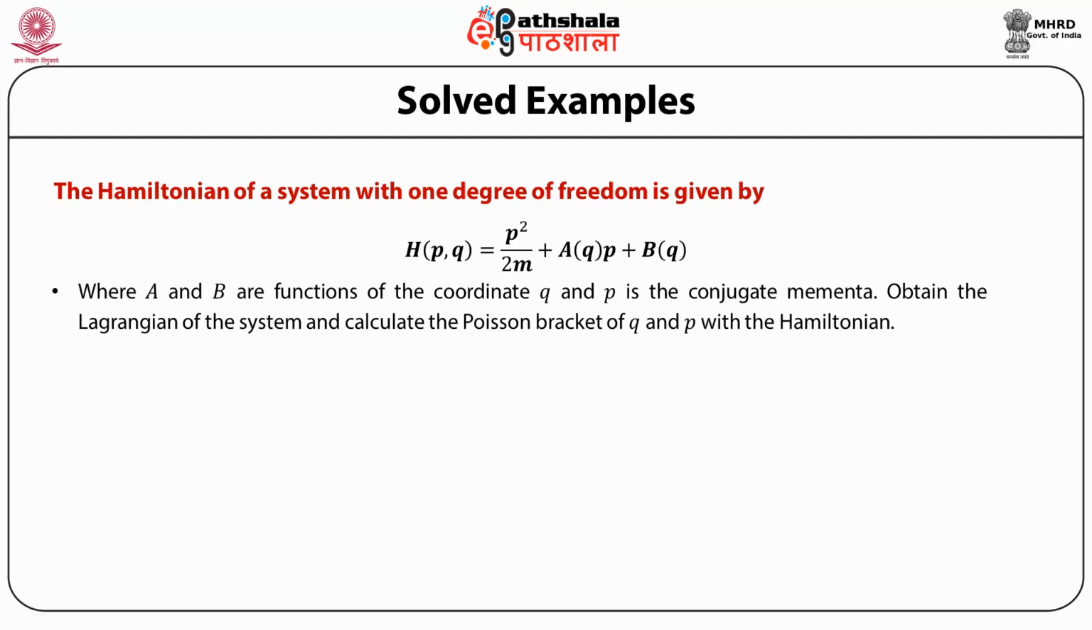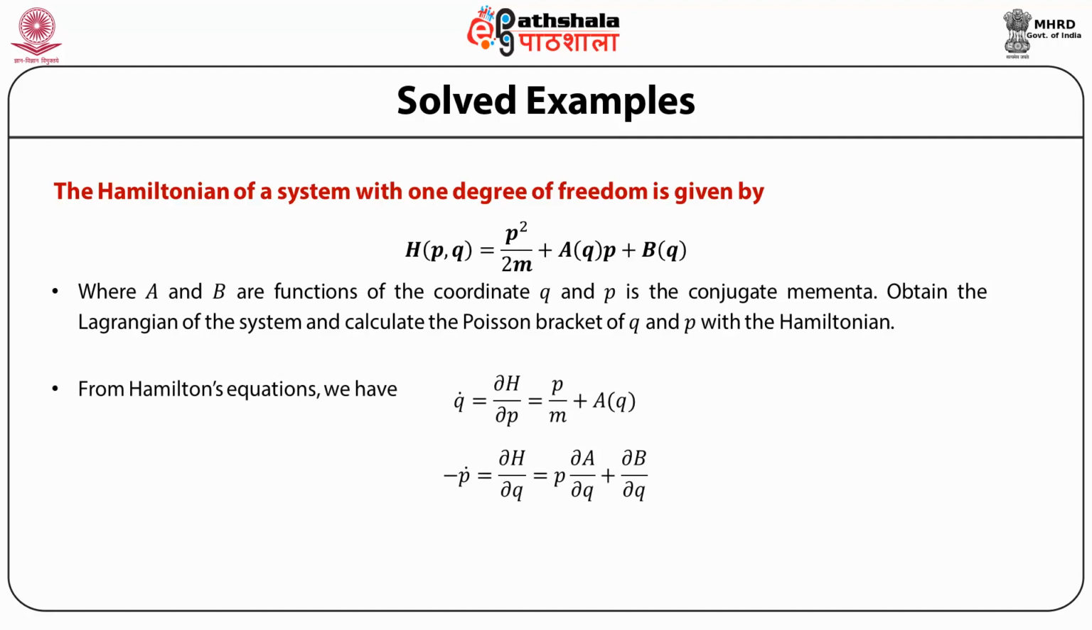Now, from Hamilton's equation, it's straightforward to see that q dot, which is equal to dH by dp, is equal to p by m plus a(q), and likewise minus p dot is equal to p times the partial derivative of a with respect to q plus the partial derivative of b with respect to q.